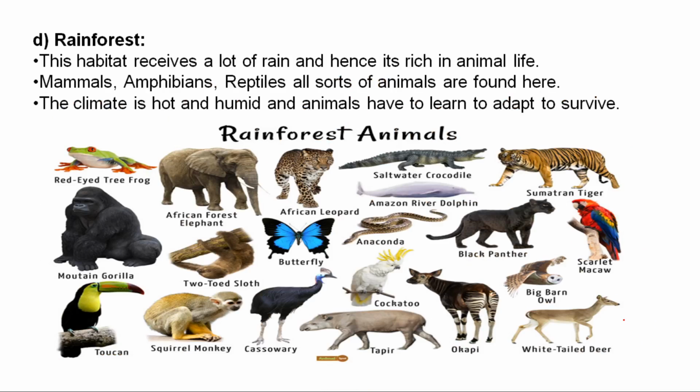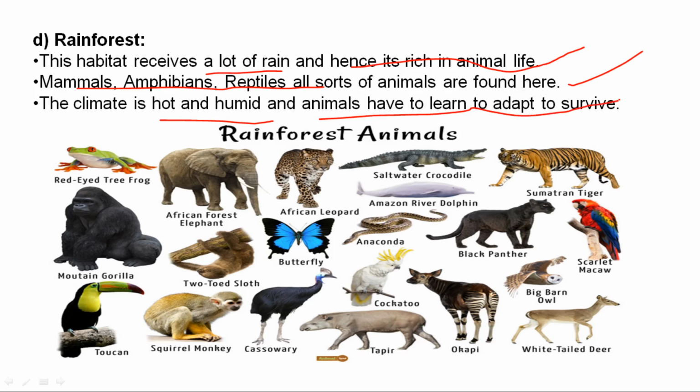Then rainforest. Rainforest is what? The habitat receives a lot of rain. That will be forest. A forest where there is a lot of rain. That is rainforest. Hence it is rich in animal life. So you can see many animals, means mammals, amphibians, reptiles, all sorts of animals are found there. The climate is hot and humid. Hot means very warm, and humid means water vapor is present in the atmosphere, and animals have learned to adapt to survive.